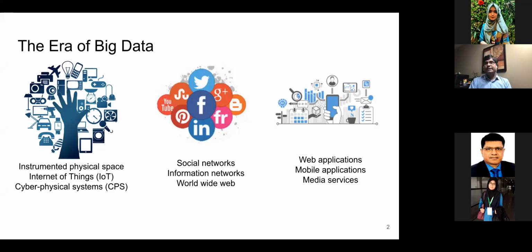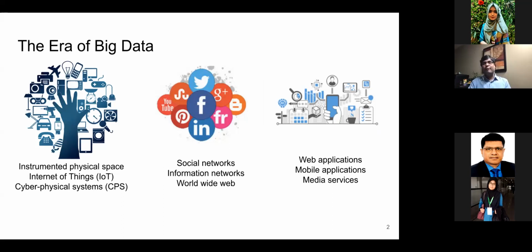And of course, big data is also fueled very much by the proliferation of social networks, information networks, the bloom of the internet, and internet-driven services. It's also being proliferated due to the dominance of web applications, mobile applications, media streaming services, audio services, video streaming services, YouTube, Vimeo, all these things.